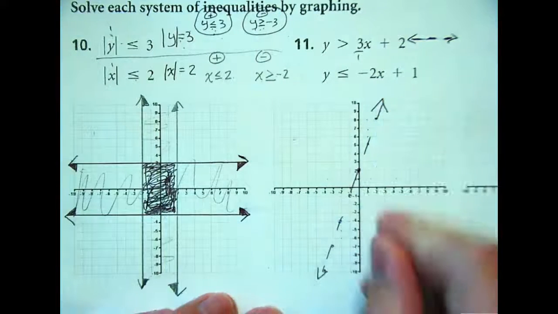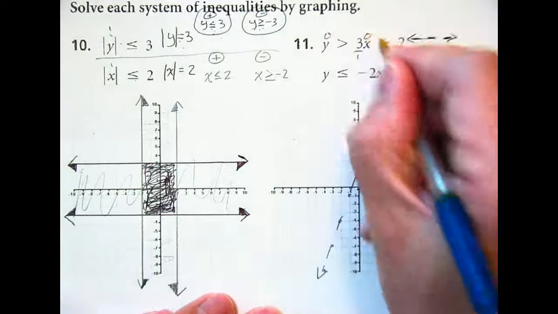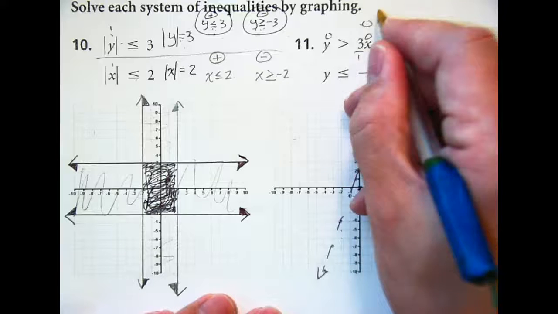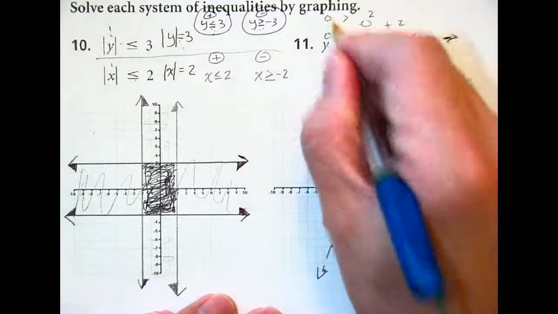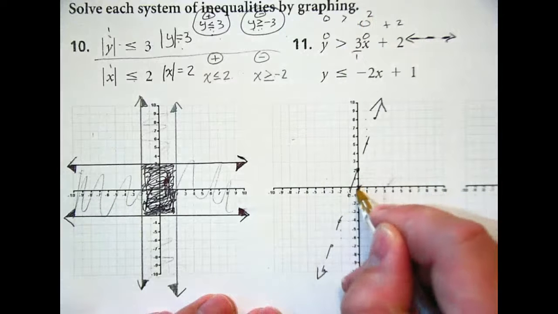All right, if we tested 0, 0, if I put 0 in for y and 0 in for x, 3 times 0 is 0, 0 plus 2 is 2, and is 0 greater than 2? No, so we cannot shade over 0, 0.